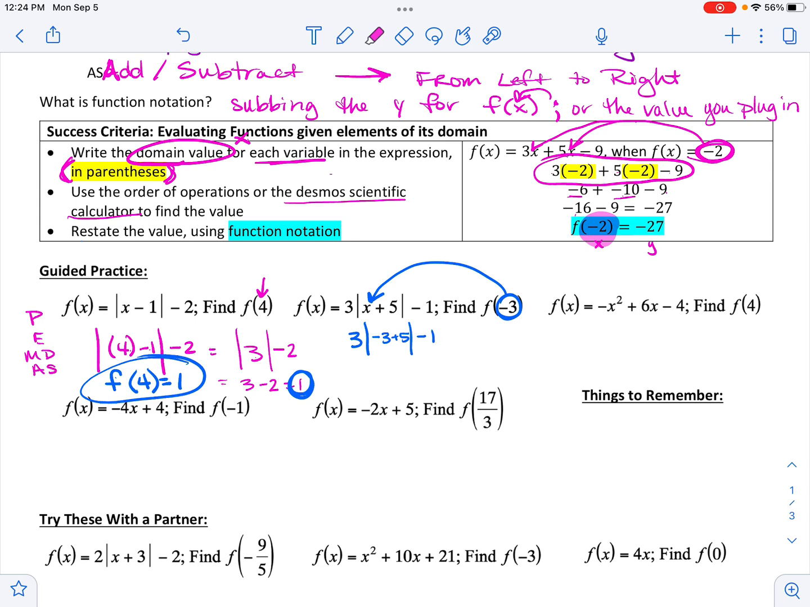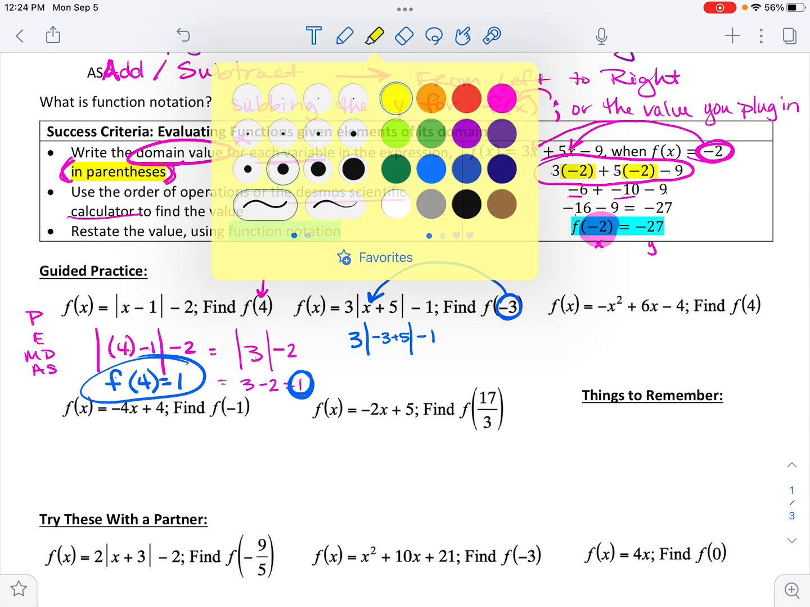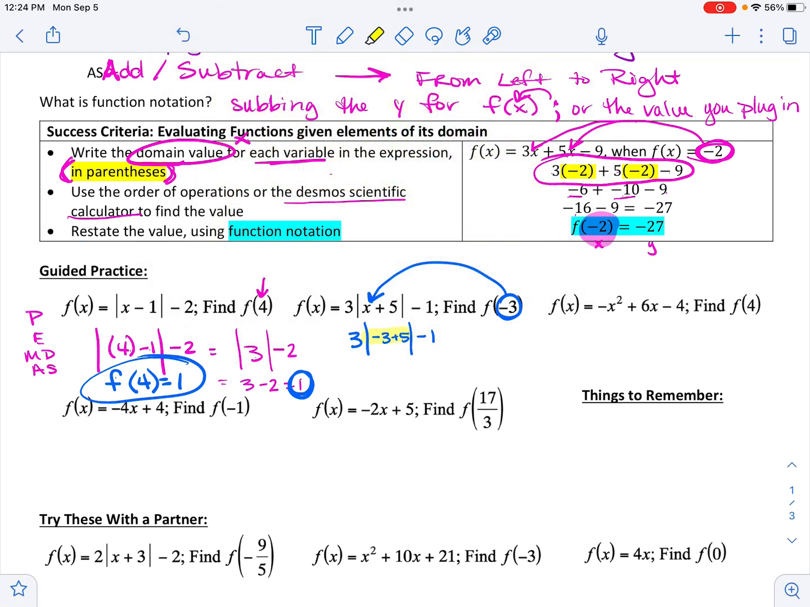So we're doing what's inside the parentheses first. -3 plus 5 is 2. So we have 3 times 2 minus 1. 3 times 2 is 6. So we have 6 minus 1, which equals 5. And we rewrite this as f of -3 is equal to 5.